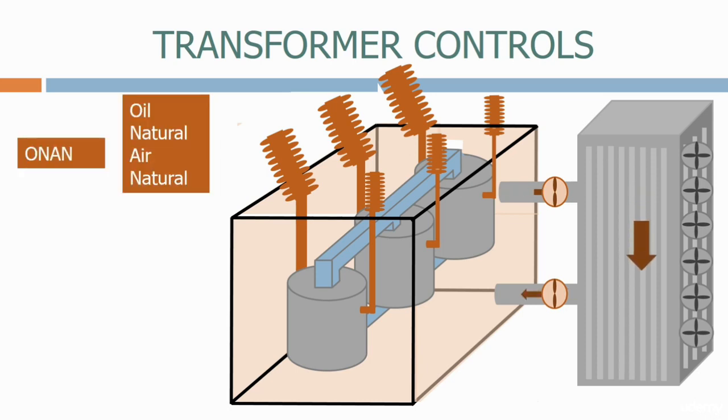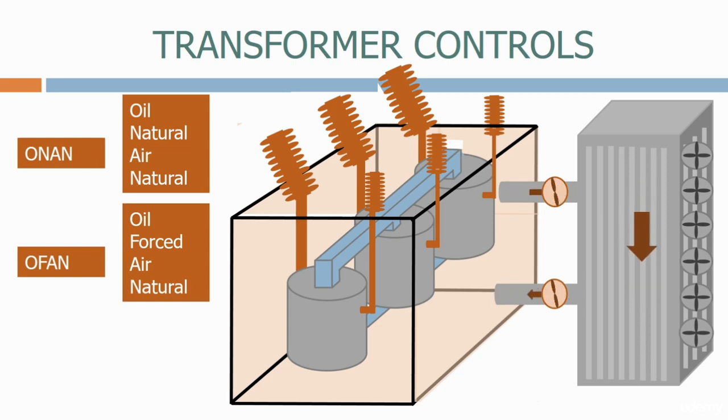The first is ONAN, which is oil natural, air natural. In this condition, the oil absorbs the heat of the windings, rises to the top of the tank, and flows through the top pipe into the radiator. It then cools down as it flows through the small pipes inside the cooler bank. It then reaches the bottom of the cooler bank and flows back into the bottom of the transformer tank.